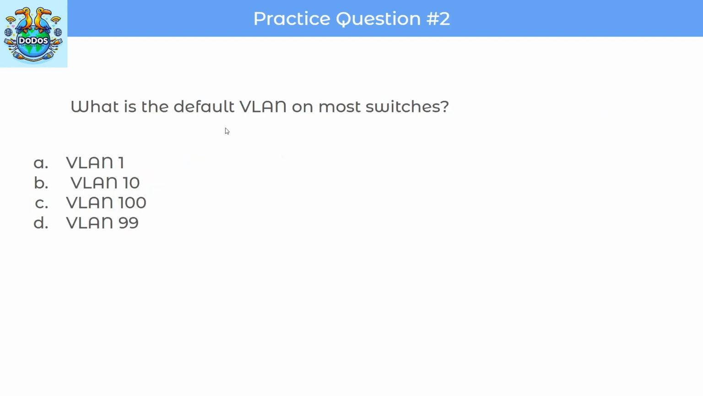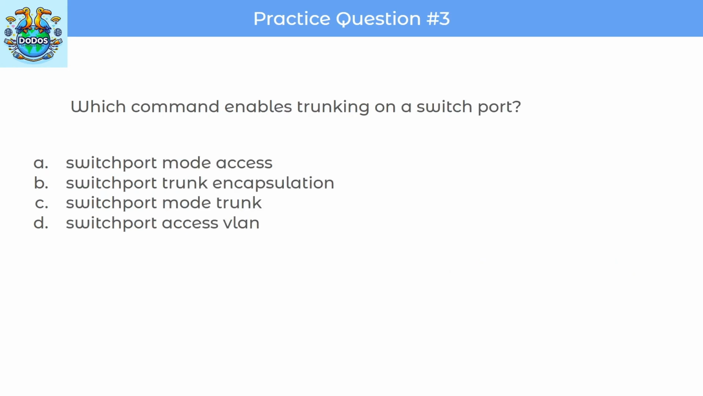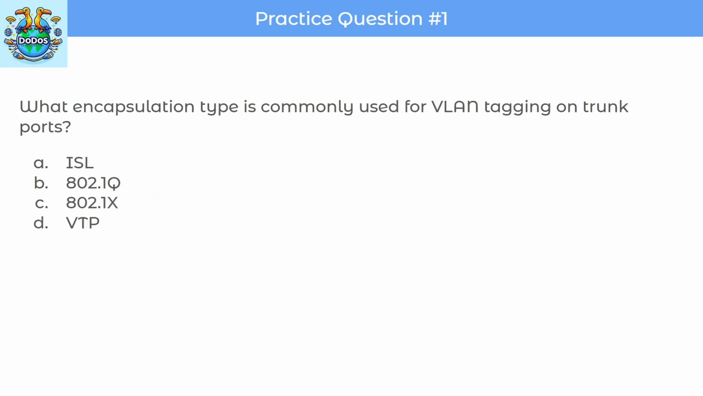What is the default VLAN on most switches? The answer is A. Reason being, VLAN 1 is the default on most switches, and this is going to be the default VLAN unless it's explicitly changed or configured by another party, like a user. Which command enables trunking on a switch port? Answer C. This command allows you to create a trunk on the switch, which allows it to carry multiple VLANs.